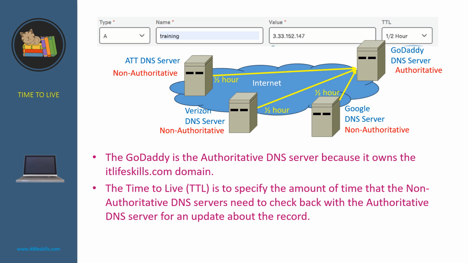However, we knew that the values for the DNS records didn't change often. So to avoid millions of non-authoritative DNS servers querying GoDaddy for updates about our DNS records in the itlifeskills.com domain, we changed the time to live from 30 minutes to a day. However, it didn't fix the issue.